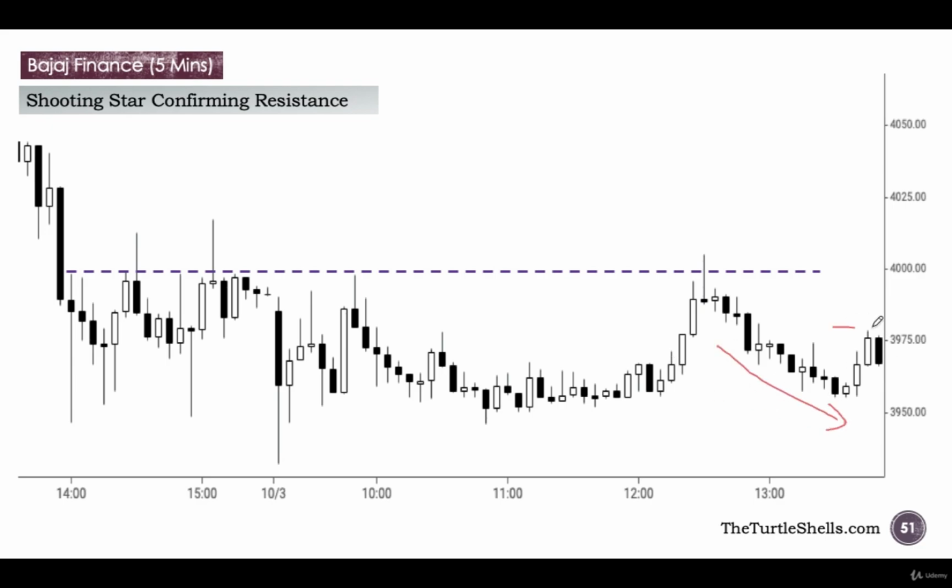And who knows for how long that shooting star resistance was held. Okay. So a shooting star confirming prior resistance is a very positive sign for short position takers. Shooting star confirming resistance is a conservative trade, okay?